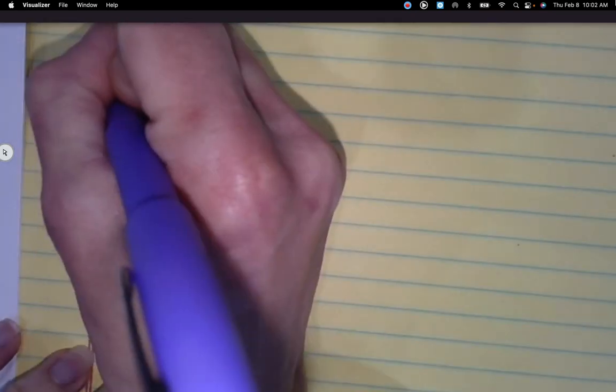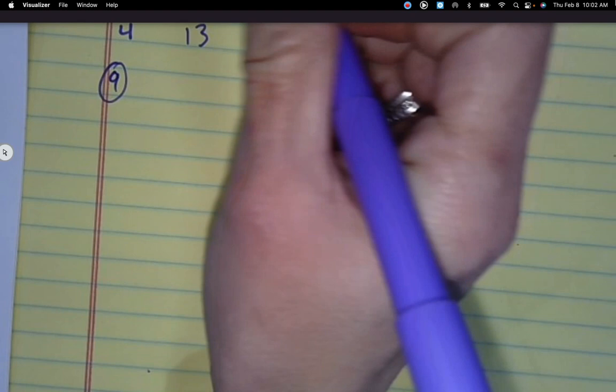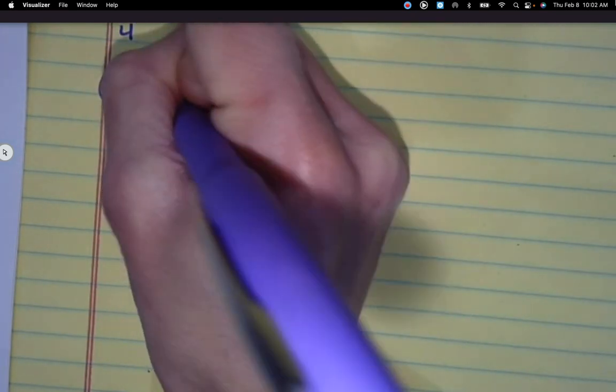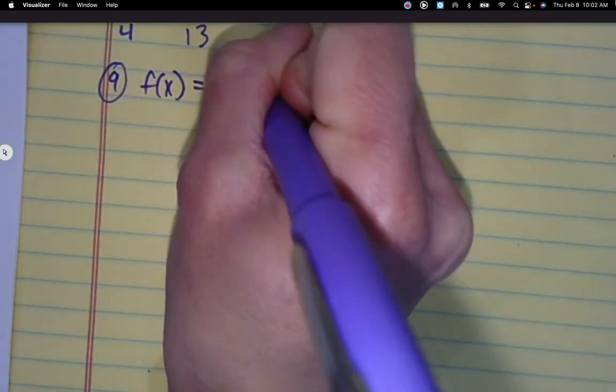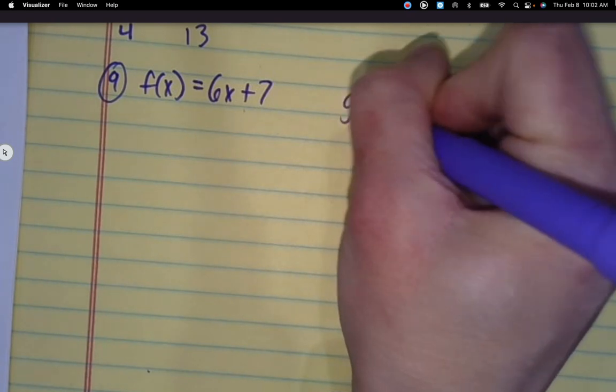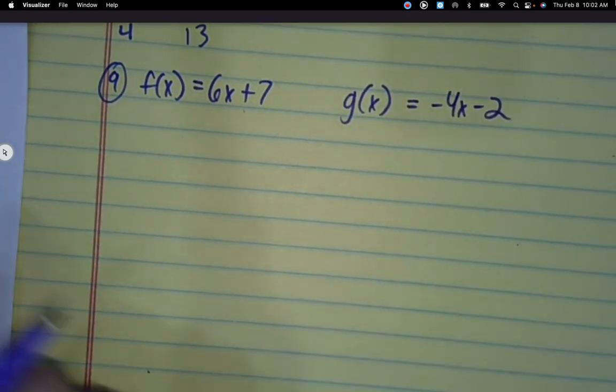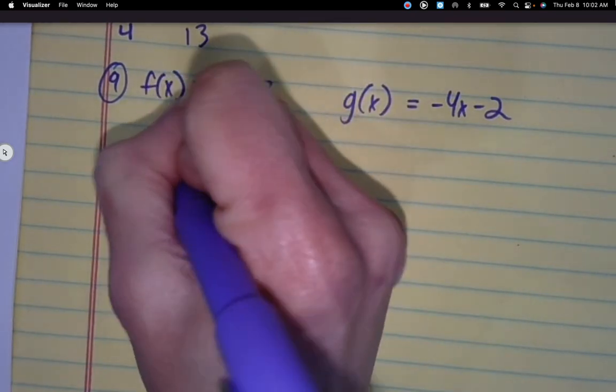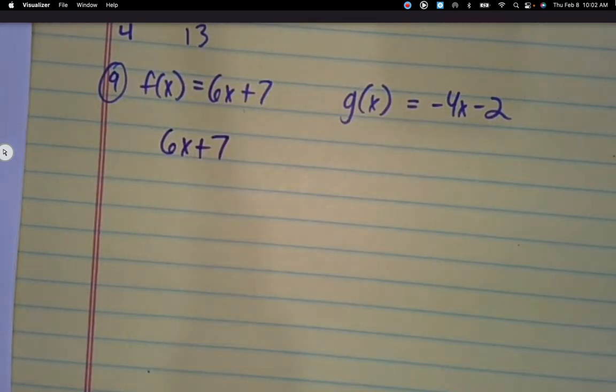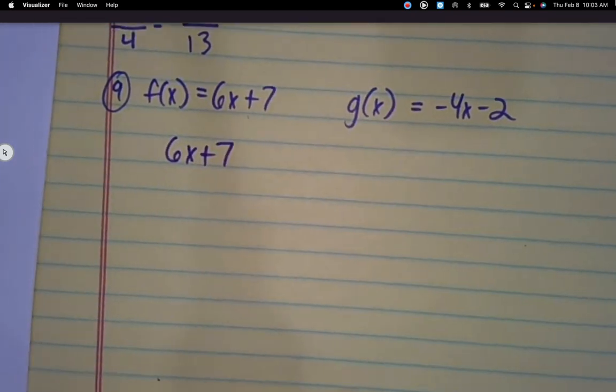So, okay, look, where are we at? Oh, number 9, sorry. Okay, number 9, it says f of x is 6x plus 7, and g of x is negative 4x minus 2. And what does it tell us to do? Look on your paper, it says f of x minus g of x. Does everybody see that? So I'm going to write the f function, f of x. Yes.